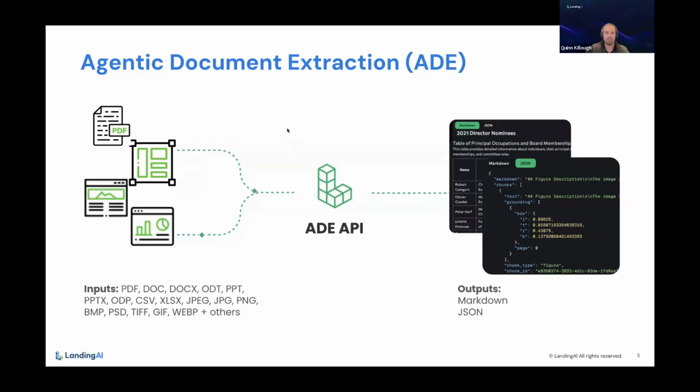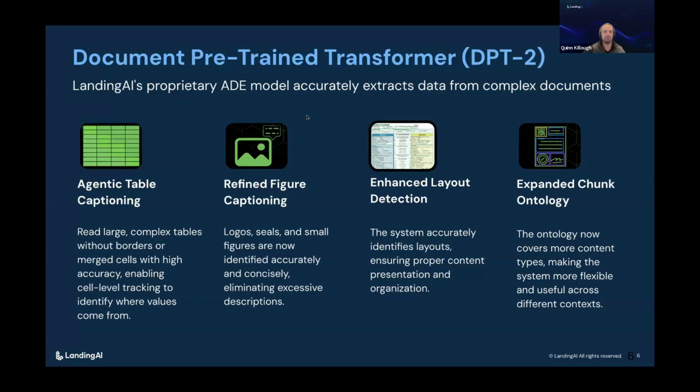And the reason we're able to get really strong performance with ADE comes from the IP behind the hood. What we have here is DPT-2, or Document Pre-trained Transformer. This is LandingAI's proprietary model that is the brains behind ADE. You can think of it as a model that understands documents by looking at them visually as a person would, and understands much more than just the text in the document, as I mentioned earlier. So it understands tables, even complex tables. Think merged cells, understanding exactly where things are coming from, what cell in the table.